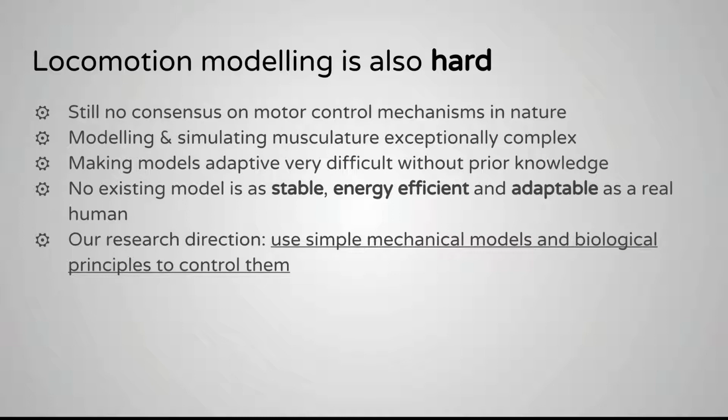So one would argue that if I just had a mathematical transform that I could apply in most cases, it would be a lot more cost effective and allow us to adapt to a lot of different types of environments. But another thing to stress is that there is no existing model that is as stable, as energy efficient and as adaptable as a real human.